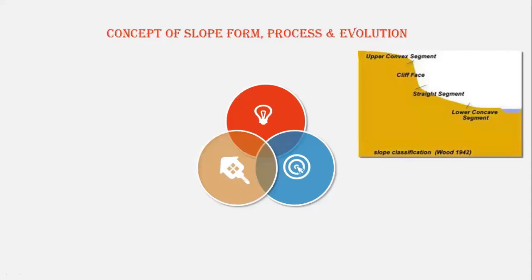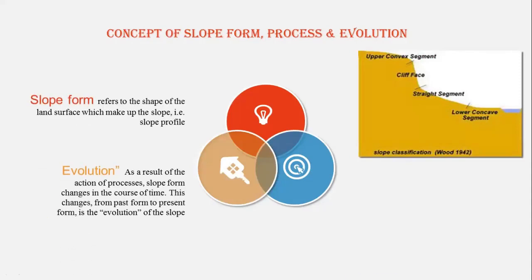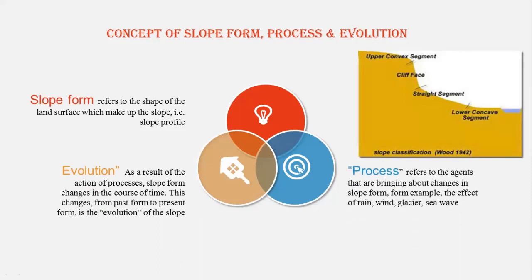Now let us see the concept of slope form, process and evolution. Already I have spoken about this in some of my earlier lectures also. So what is slope form? Slope form refers to the slope elements which I have been describing in this lecture. What is slope evolution? It is the result of the action of the various processes, slope forms changing in the course of time. So how a particular slope evolves. And what is the process? It refers to the various agents that are bringing about changes in the slope form.